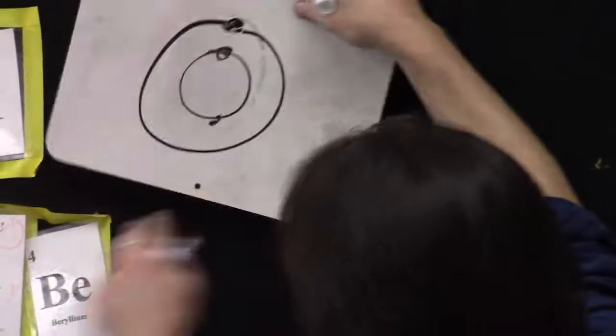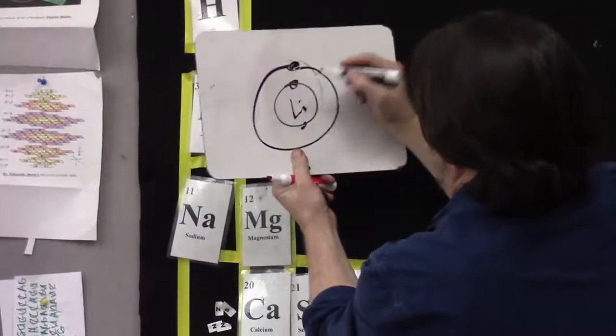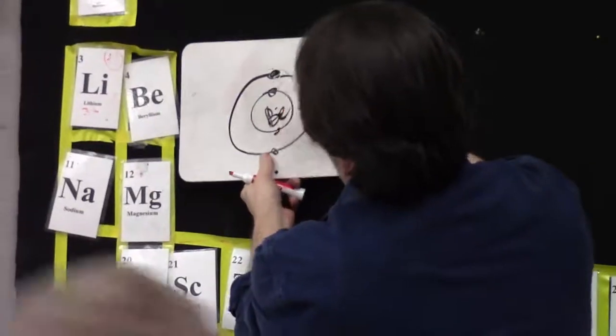Here we are at lithium, right? Lithium has the same 2 that hydrogen and helium had, but now we go to another level, and lithium has 3, and then we move over to beryllium. We add another one.